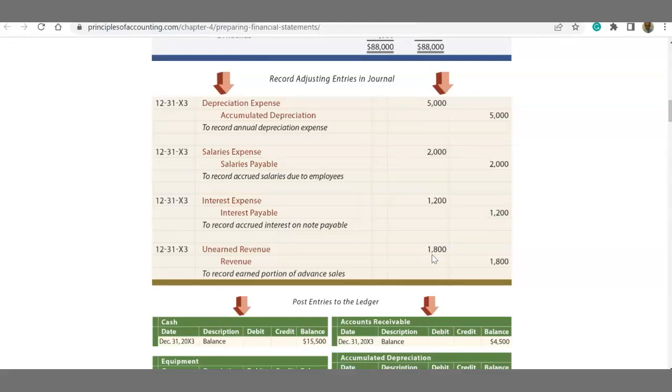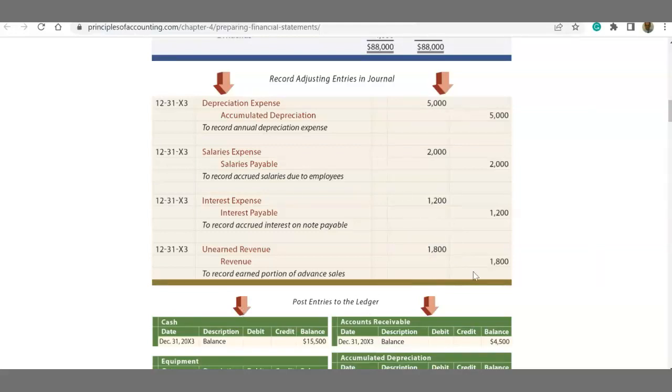Unearned revenue is the part where you got cash already from customers in advance, and you now want to record the completion of the job and earning of the revenue. So in that case, the unearned revenue, the liability, will be debited to reduce it, and revenue will be credited to increase and recognize the proper amount of revenue in that year.